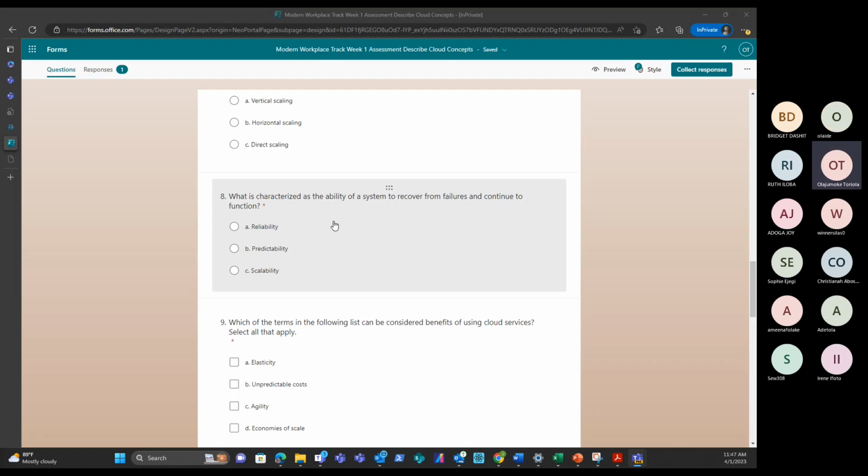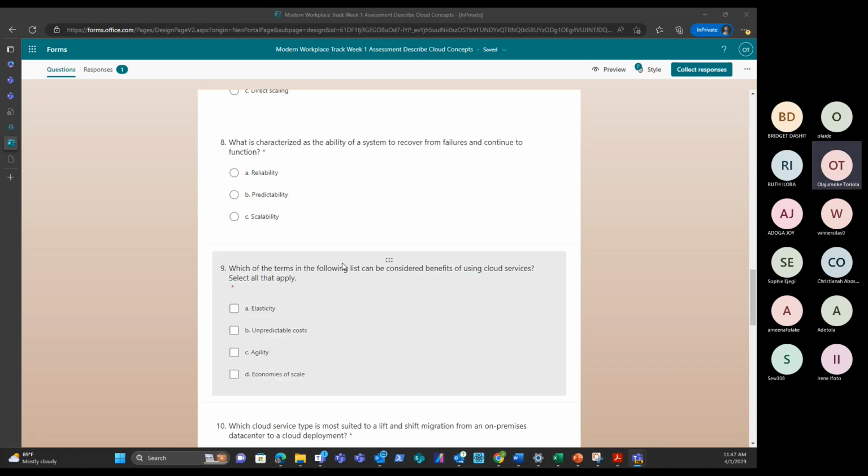Okay, yes, that's 3 points. Reliability. What's wrong with my group A, group B, and C? It's only D and E and F that are interacting with me here. What's happening? Okay, all right.